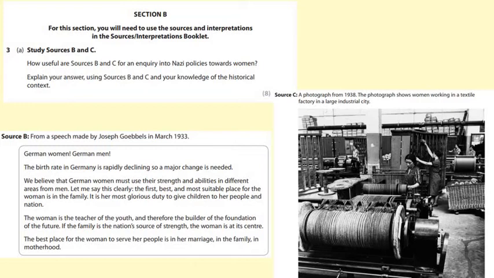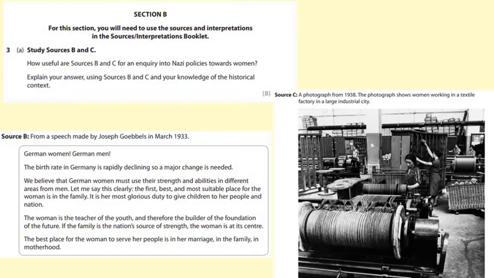Now, question 3A will always ask you to look at two primary sources and evaluate how useful they are. Again, you have practiced questions like this before, and you completed a usefulness question in your paper 1 prep exam earlier in the year as well. You should have also completed a usefulness question as one of your remote learning tasks earlier on in lockdown.